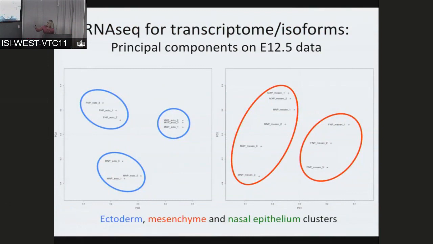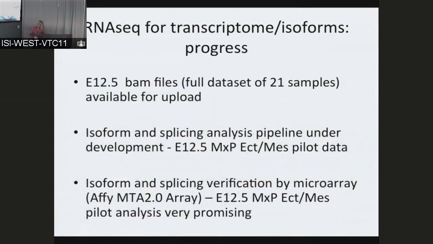So what we're taking away from this is that everything's working very well. We're getting high quality data. And essentially now we have the pre-processed data that's available for upload, and now we're taking it on to do the analysis of the isoform and splicing. Pipelines under development, working with this pilot data.